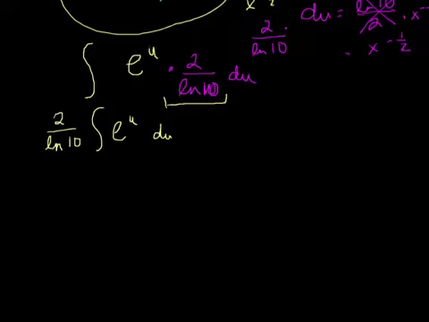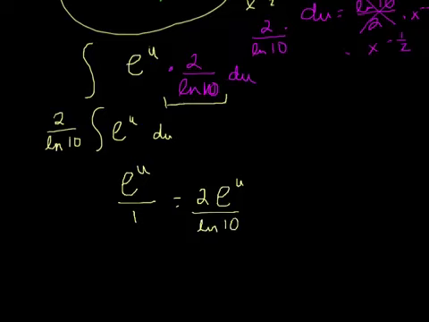When you do the antiderivative, e is its own derivative, so you end up with e to the u. You always divide by the derivative of the exponent, but the derivative of u is just 1. Just like if you had x, the derivative of x is 1, same thing here. So I just get e to the u power, and then I got to bring that 2 over natural log of 10 back. That was out in front.